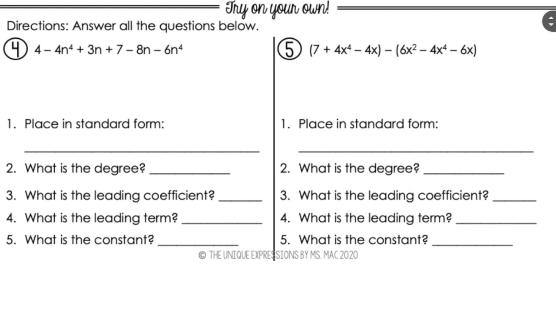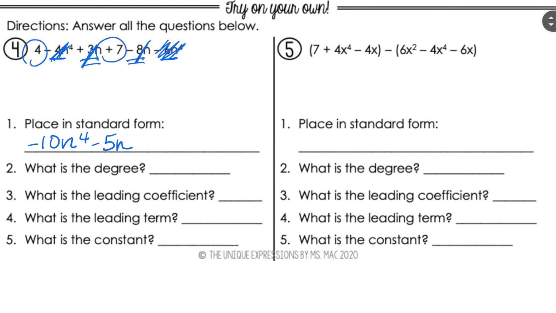All right, so let's get started with question number 4. I'm going to look for the terms that have the highest value for my exponent. And that happens to be -4n to the fourth power and -6n to the fourth power. So when I combine those, I get -10n to the fourth power. I'm going to cross those out to keep track of things. The next value is going to be my n. So I'm going to combine 3n and -8n. So I get -5n. I'm done with those.